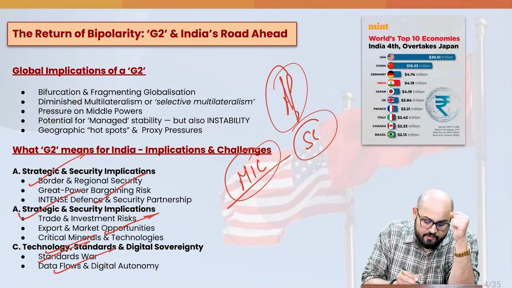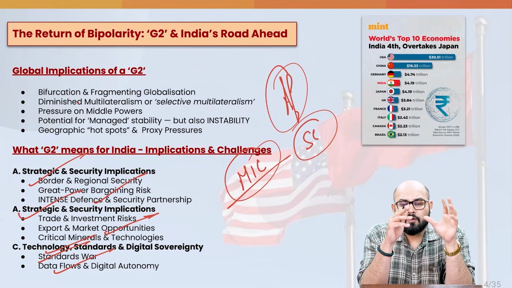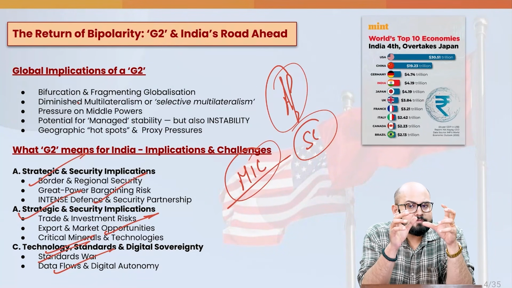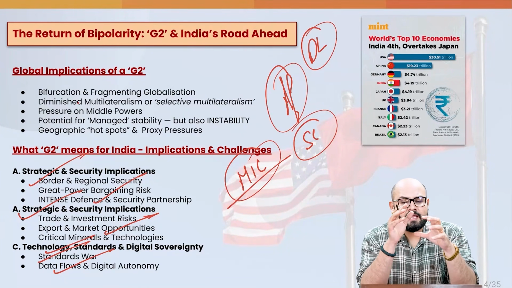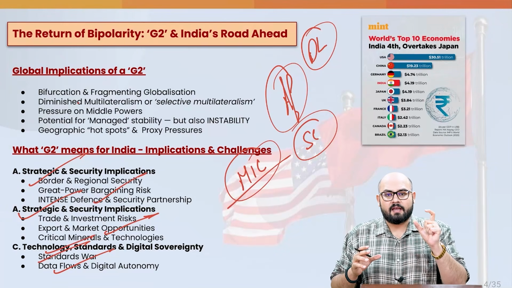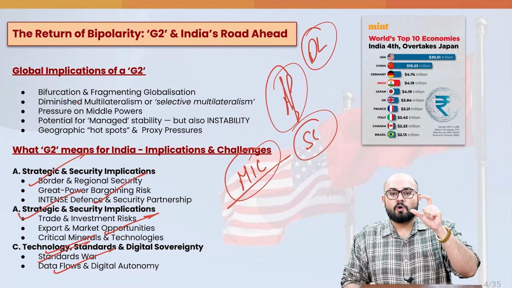Then we have data flows and digital autonomy. Now, see how you'll have to see this picture. India has been focusing on data localization, right? Where we are saying that we need to have digital sovereignty. We need to have control with respect to our own data.